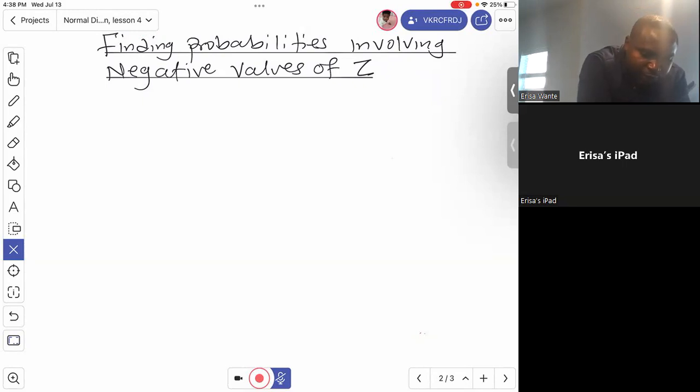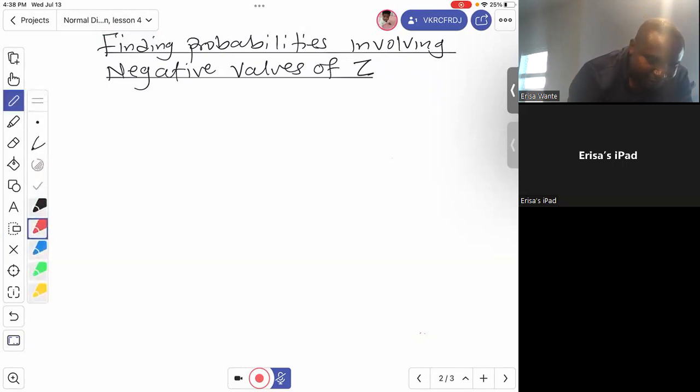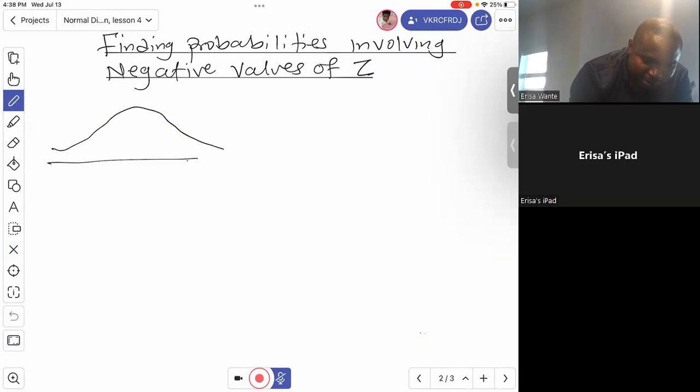So today I want to continue talking about finding probabilities involving negative values of Z. If you remember what we talked about last time, we were talking about finding the probability if you have a negative value of Z. And for a standard normal, the mean is 0. The mean, the median, and the mode coincide, and that is 0.